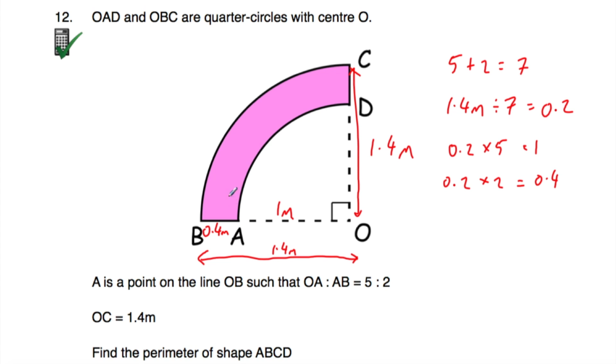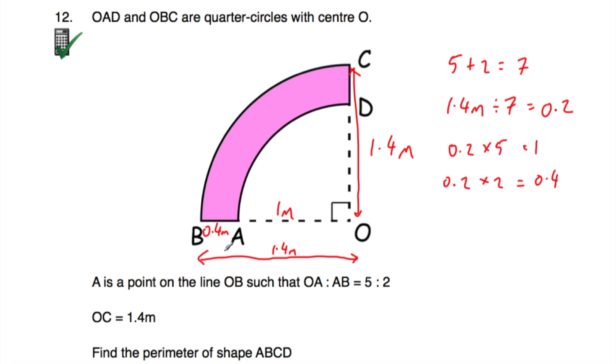And actually, if we had that ratio of 1 to 0.4, if we were to multiply both of those numbers by 5, we would get 5 to 2. And that's the ratio we were told in the question. So that's fantastic. Okay, so we've got the distances from O to A and from A to B, just dividing 0.4 in the ratio of 5 to 2. And that's given us the two lengths from here to here.